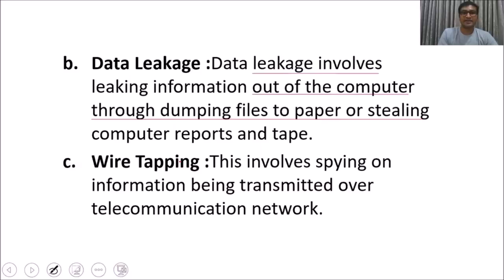Next is data leakage. This is done by your own employees. They leak the data using different methods. Look, you can see they leak the information out of computers through dumping files to paper. Can you see this? Dumping files to paper means print out, or streaming computer reports and tapes, which means just write down pen drive, hard disk.